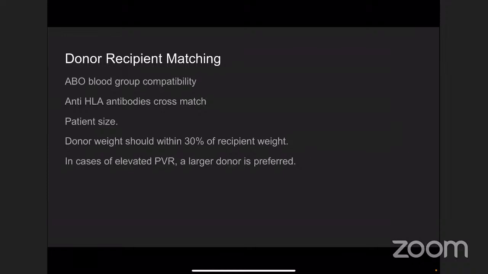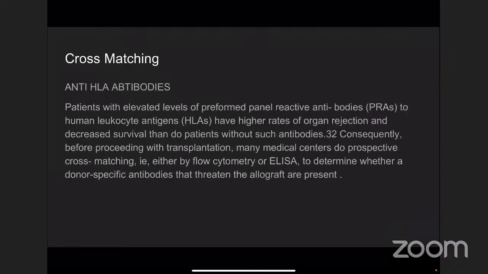Donor recipient matching regards blood group, human leukocyte antigen antibody cross-matching, and patient size. Donor weight should be within 30% of the recipient weight. In case of elevated pulmonary vascular resistance, a larger donor is preferred. Cross-matching.